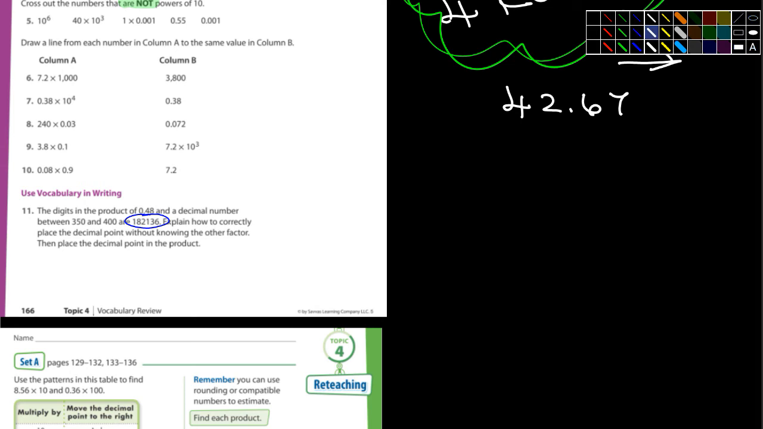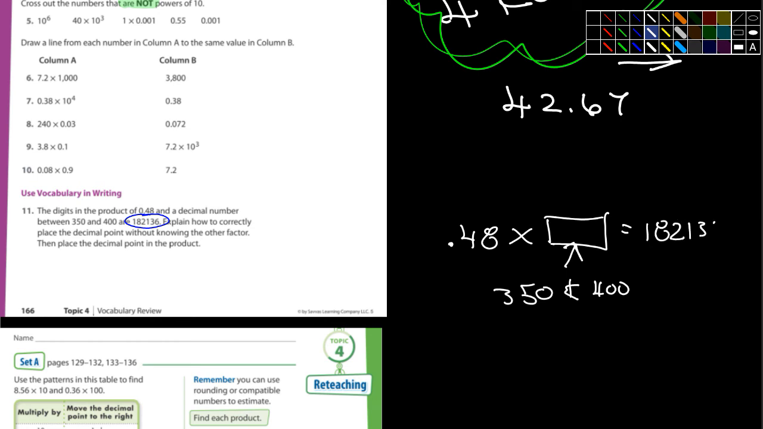I think they're saying 0.48 times something between 350 and 400, that's going to go there, equals 182,136. 182,136. Of course, they don't tell you where the decimal goes. Interesting. Without knowing the other factor.